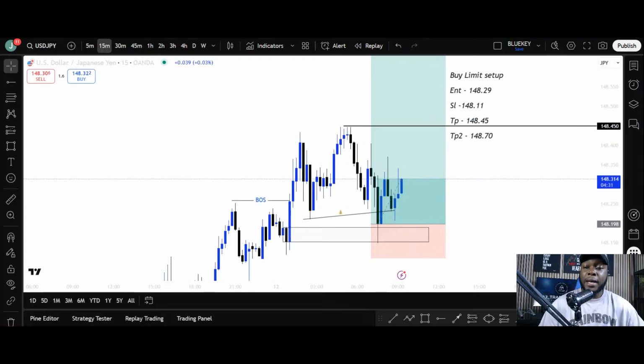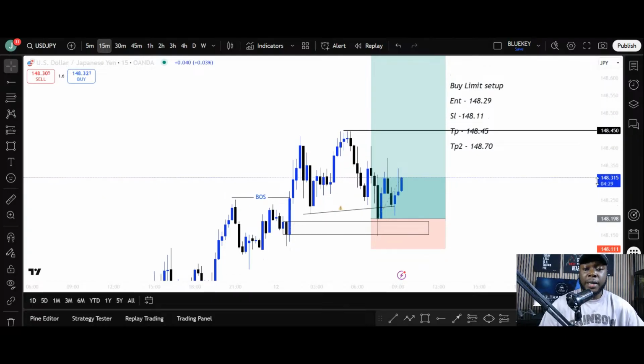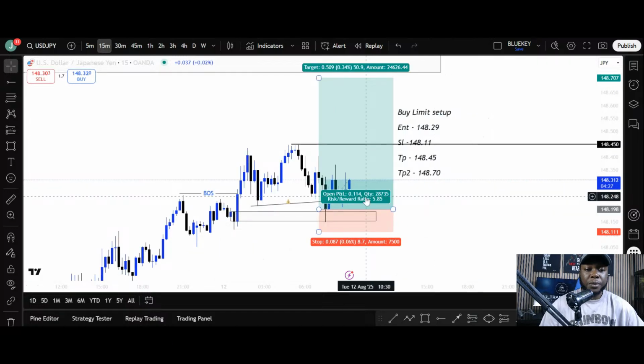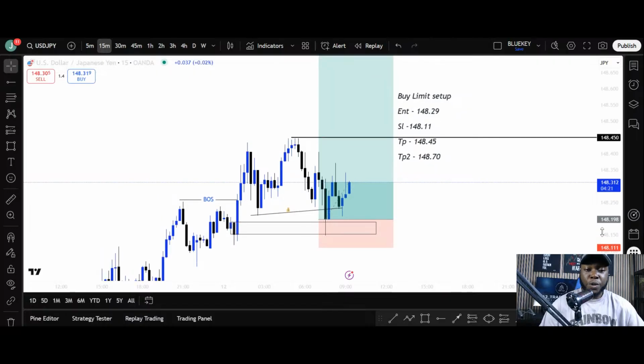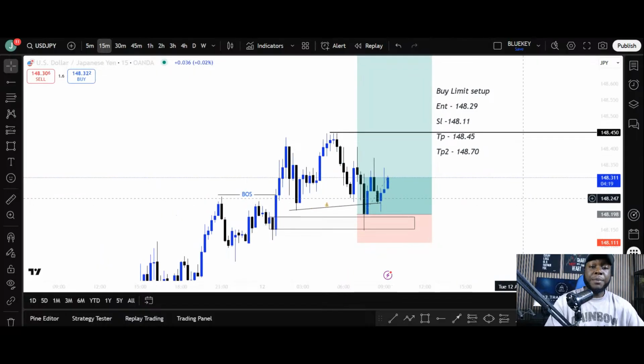So now I sent this out. I sent this signal out this morning. I sent it on the Telegram and also sent it on my VIP community here. And we're currently on this trade and it's moving out in profit. Now, let me do the breakdown of this particular analysis.